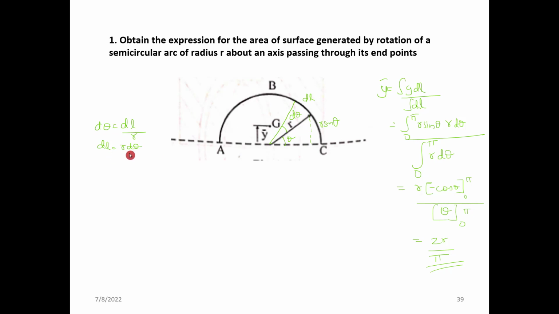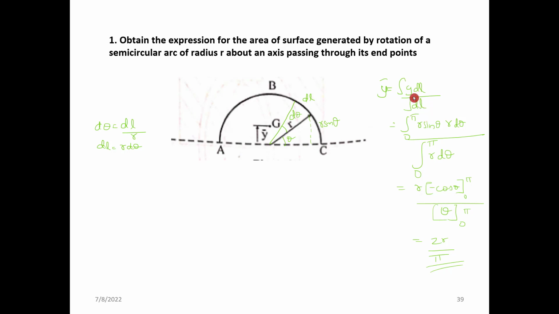We know this relationship. So to find y bar, because x bar we don't need, and x bar will actually be on this x-axis, right? So the y bar, which is unknown to us, is equal to the integral of y dl by the integral of dl.